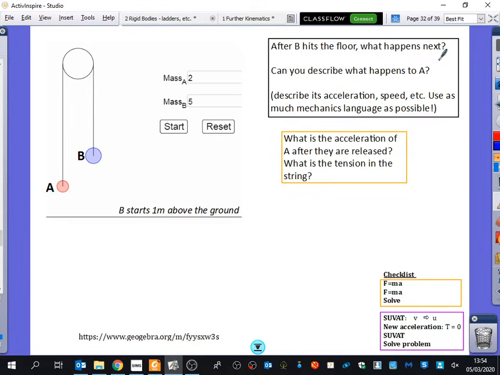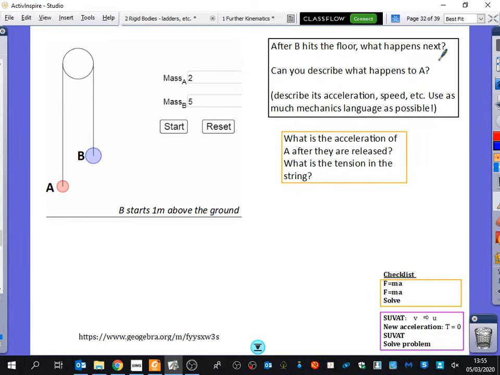So instead of saying, oh, B moves down and A moves up, I want you to try and say some things to me about what their acceleration is like, what changes about the speed, what's actually happening in this kind of situation, okay? And then we're going to try and go through and work out various things in this problem. Then we're going to look at an animation, and then we'll make some decisions together on this one, okay? So what do you think might be happening next in this scenario that we have?